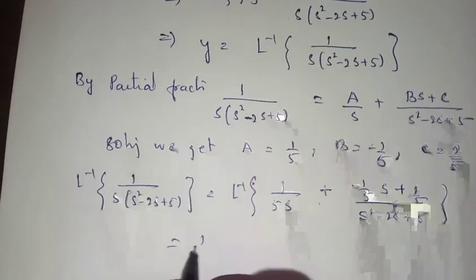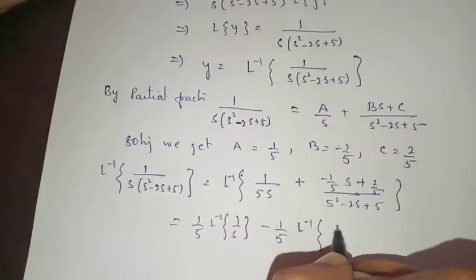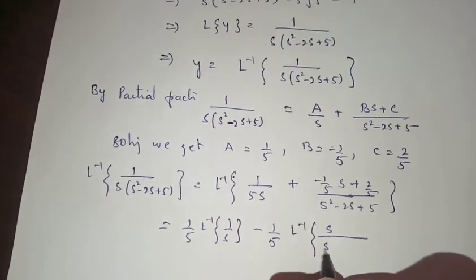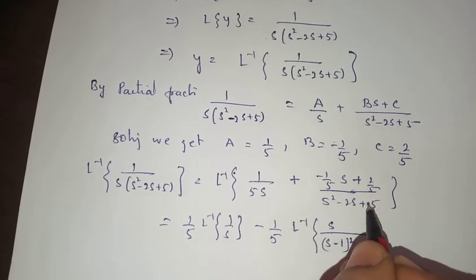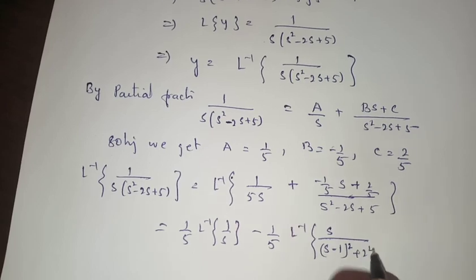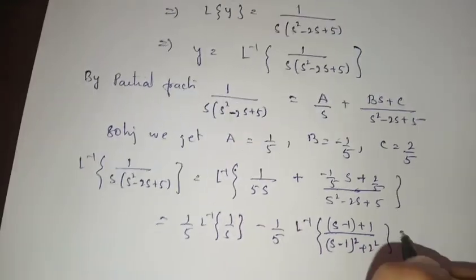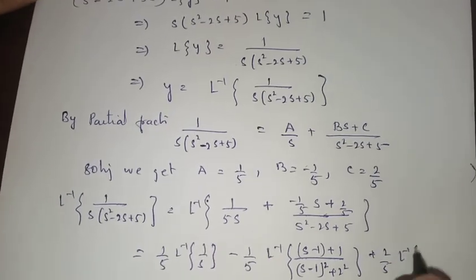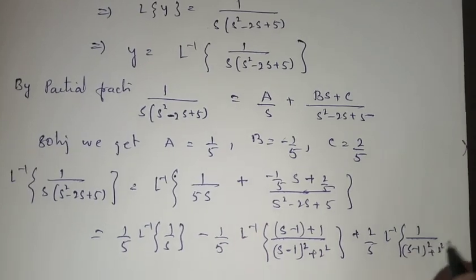So this is 1/5 Laplace inverse of 1/(s−1) minus 1/5 Laplace inverse of s/((s−1)²), make this a perfect square, s minus 1 whole square. It will be plus 1 and plus 1 and then plus 4, so plus 2 square. So minus 1 plus 1. Here also add and subtract. Plus 2/5 Laplace inverse of, again shifting property, 2 square.